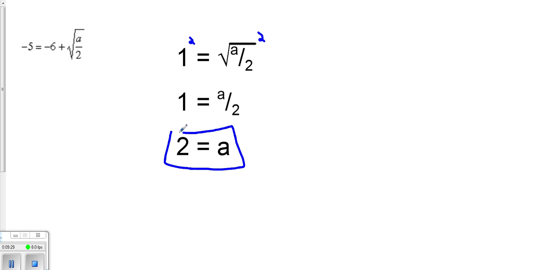Double check for extraneous solutions. If 2 was a, we'd have 2 over 2. 2 over 2 is 1, which is positive, so it works under the square root. Square root of 1 happens to be 1. Negative 6 plus 1 is negative 5. So this does all work out just fine.